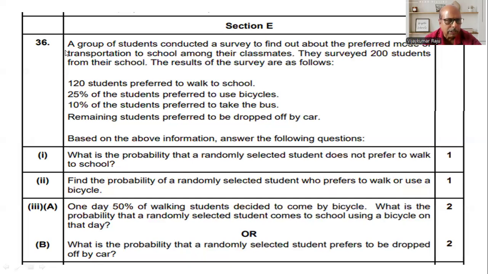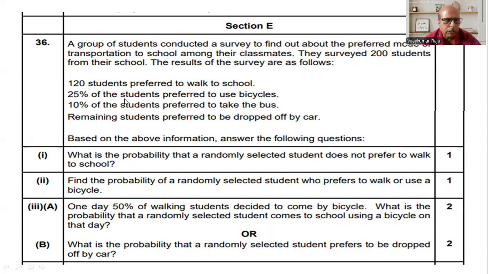Question number 36. A group of students conducted a survey to find out the preferred mode of transportation to school among their classmates. They surveyed 200 students from their school. The result of the survey are as follows. 120 students preferred to walk to school.